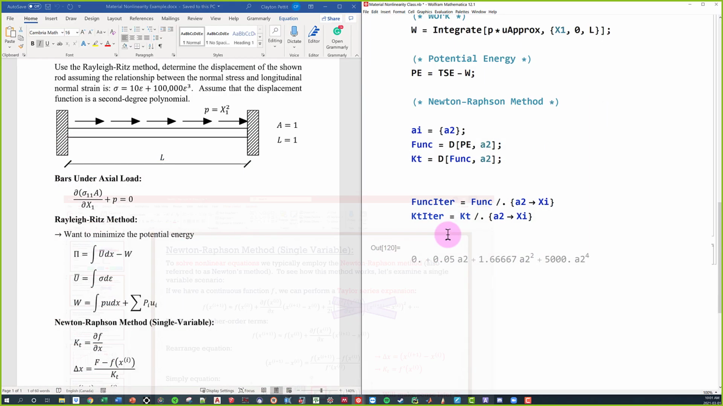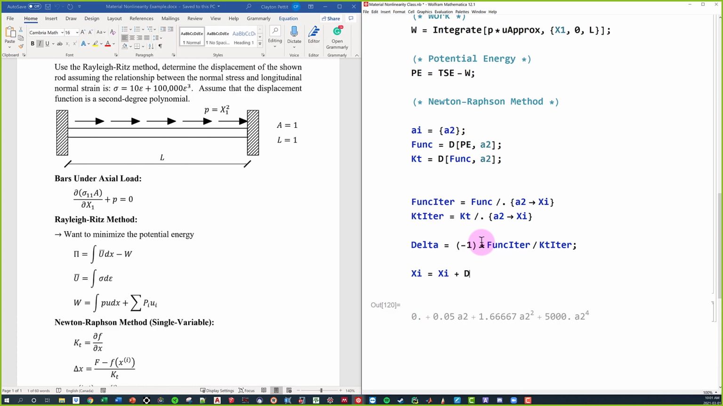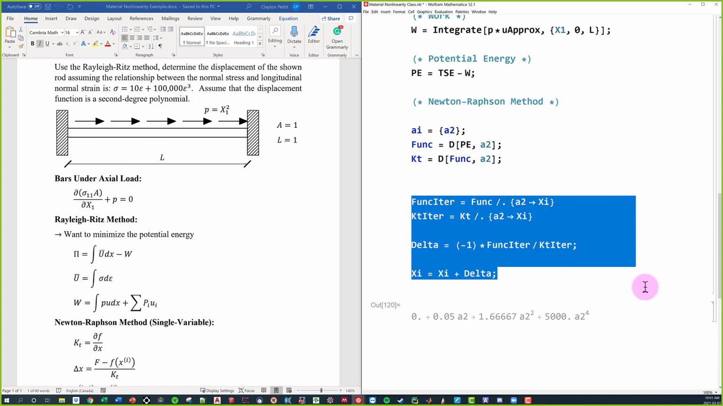Nice and simple. So after I define this, I'm going to come down here and say that delta is equal to -1 times our function at the iteration, divided by kt of our iteration. Nice and simple. Now that I know what delta is, I can find the next increment step, where xi is going to be equal to xi plus delta. So this right here is actually going to be our loop.